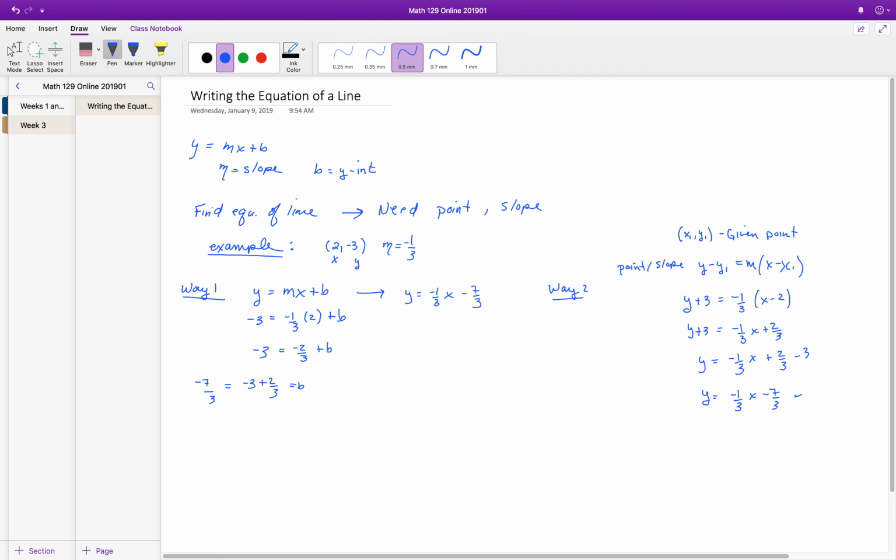So like I said, either way you want to do that, whether you want to just use the y equals mx plus b or use the point slope form, either way is fine. But you should come up with the same answer regardless.